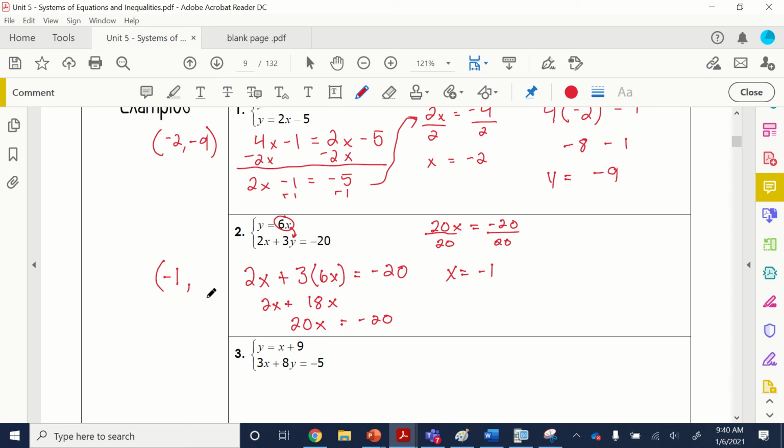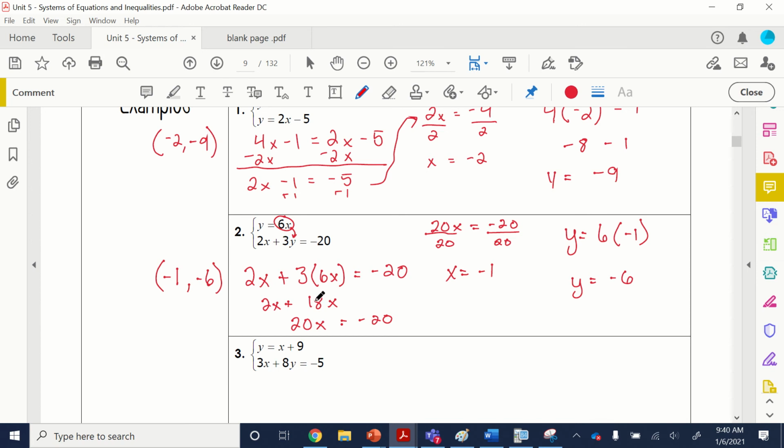Then I can simply take this x value and plug it in anywhere here. So let's plug it into our first equation. Y equals 6 times negative 1. That's going to tell me that y equals negative 6. Okay, you need to understand how to do this. It is very important.